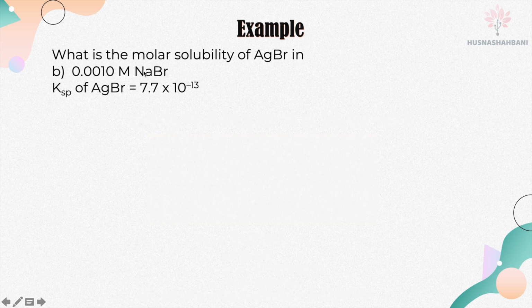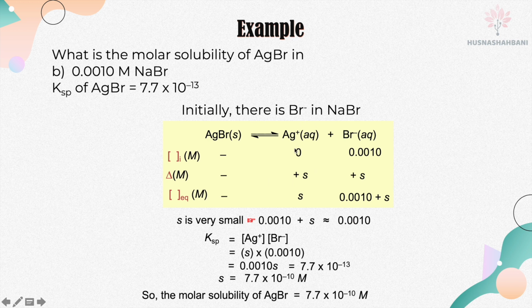Next, we want to know the solubility in sodium bromide. What is the molar solubility of AgBr in NaBr with concentration 0.01 molar? Initially, there is a concentration of Br- but no Ag+, because in NaBr there is only Br-, no Ag+. Initially, the Ag+ concentration is 0 and the Br- concentration is 0.001 molar, because in NaBr we have Br-. The change in concentration is plus S, and then at equilibrium, Ag+ is S and Br- is 0.001 plus S.